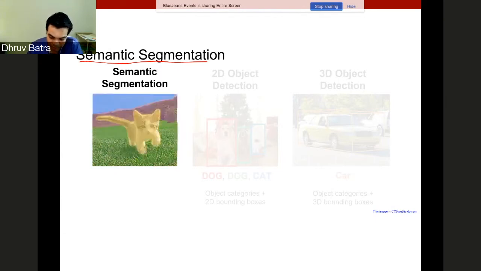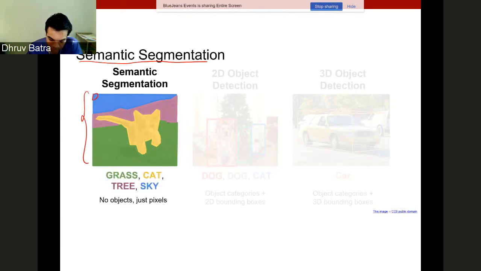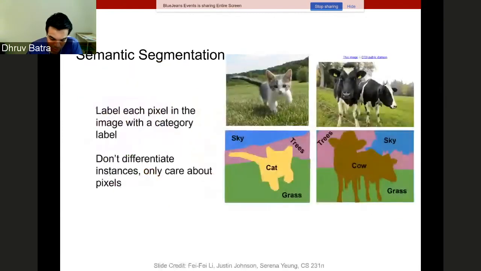The semantic segmentation problem really is talking about labeling every pixel with a category. And notice that there is no notion of objects. There are just pixels. You just have to label every single one. So it's almost like image classification at every pixel, if you will. And so your goal is to label every pixel in the image with a category.